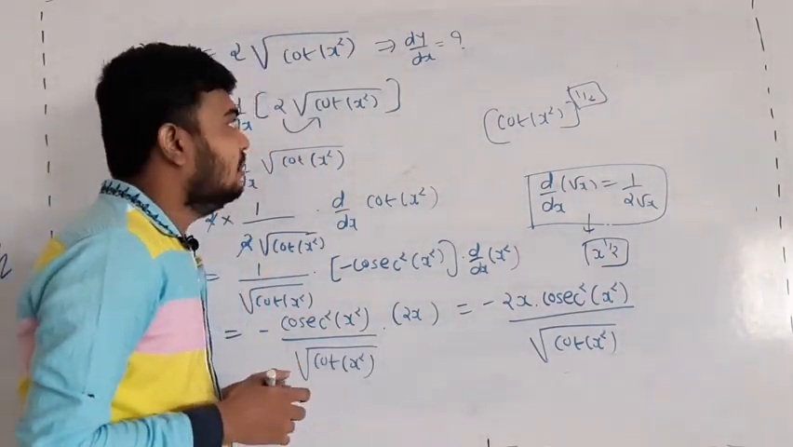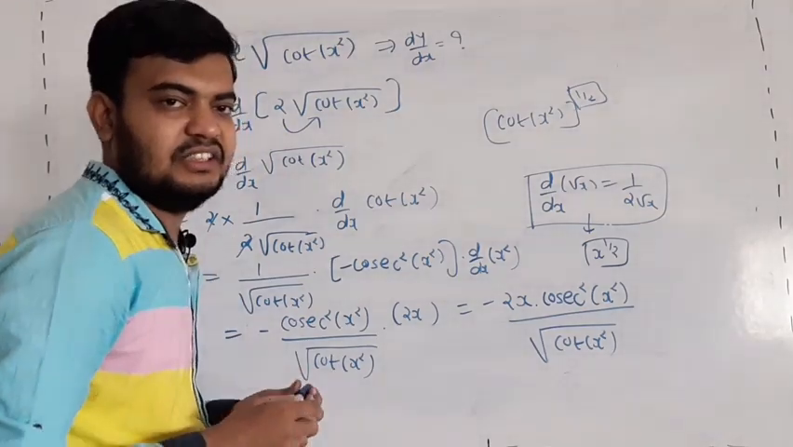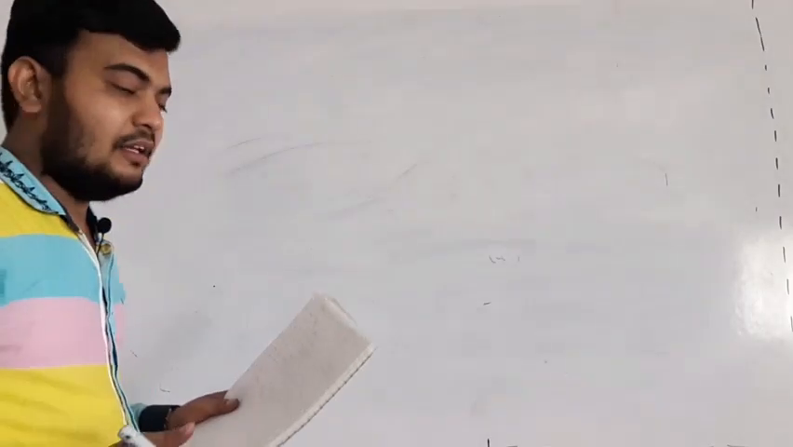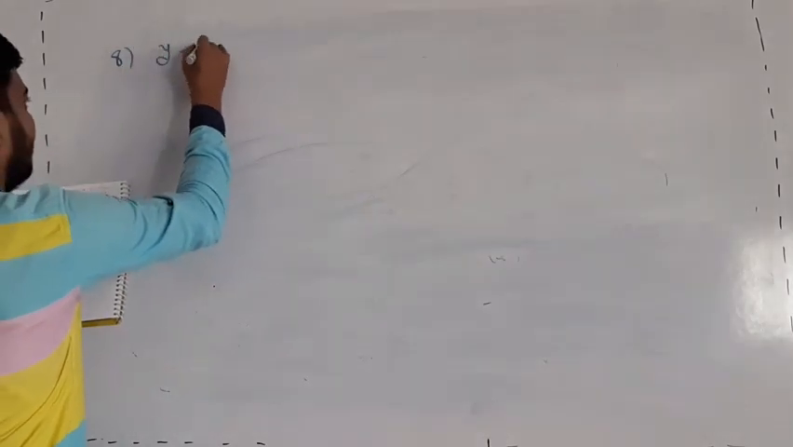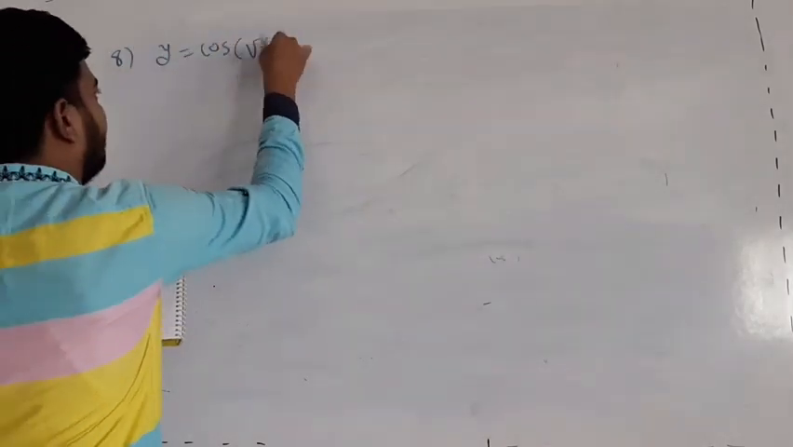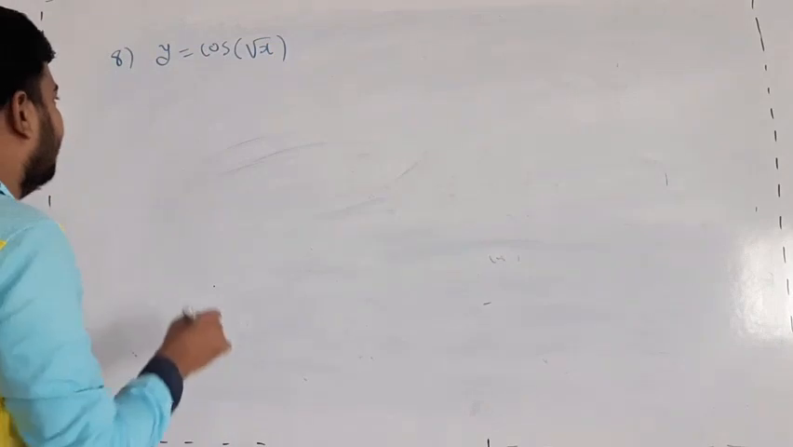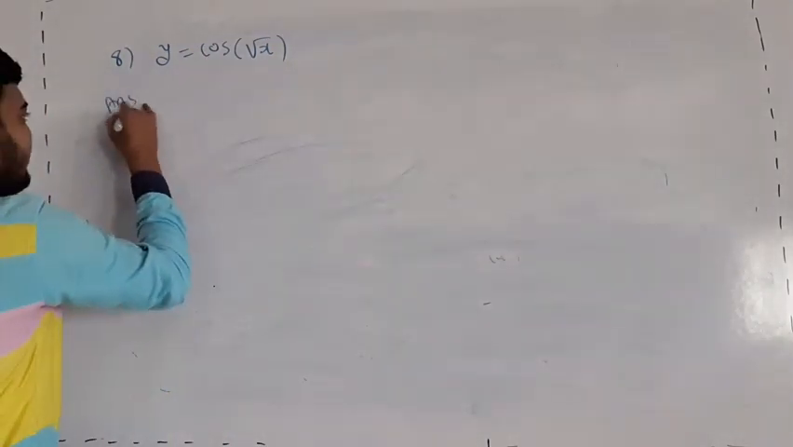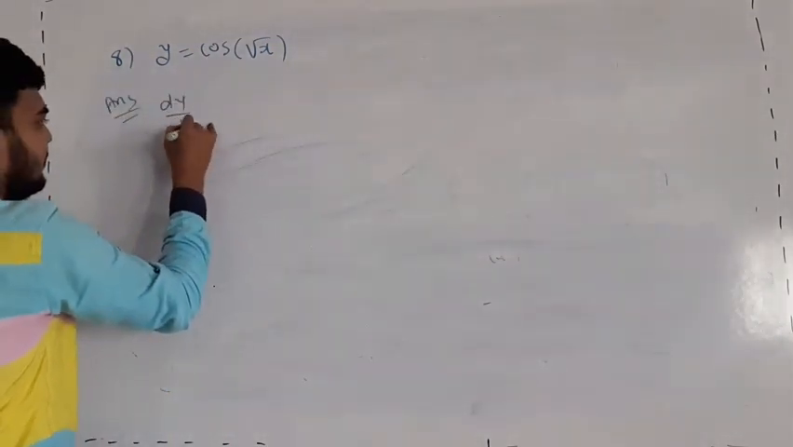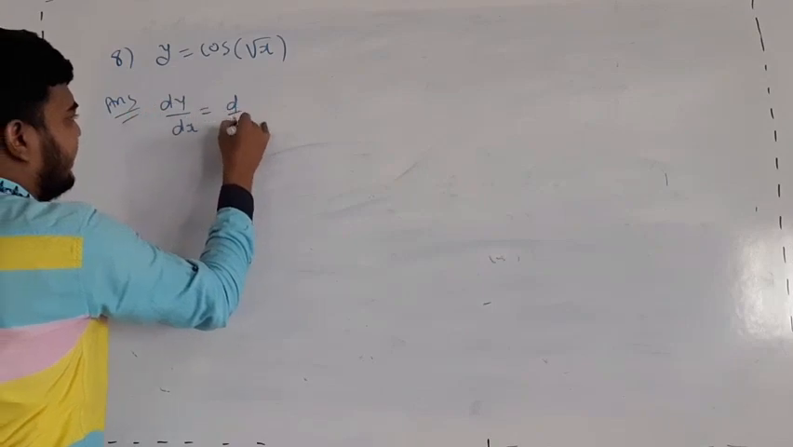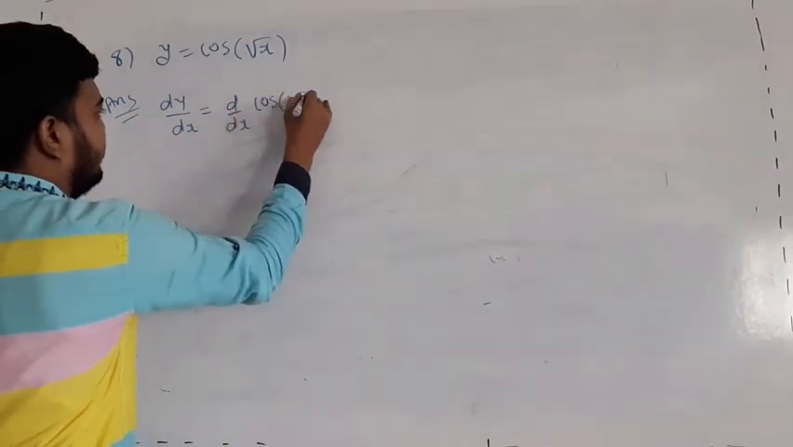Okay, beta. Now move towards the next question. So the next question is question number 8. Y is equal to cos of root x. It is a very simple question. So dy by dx is what, beta? D by dx of cos of root x.